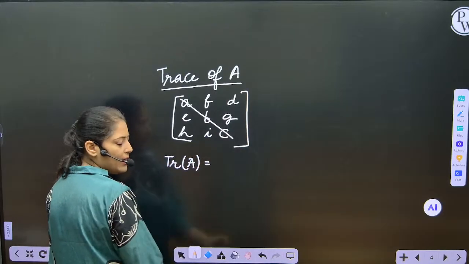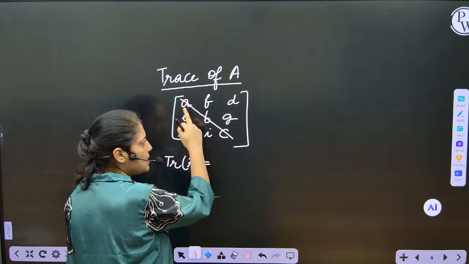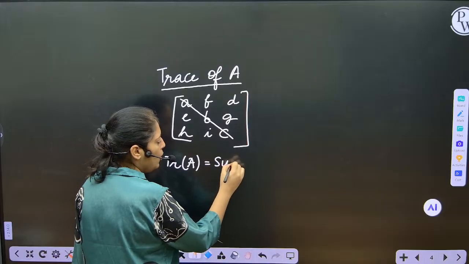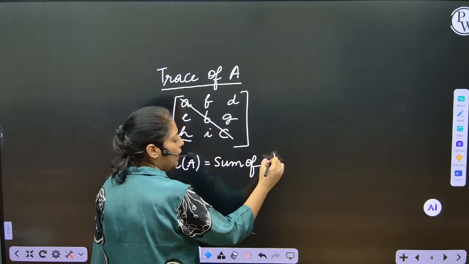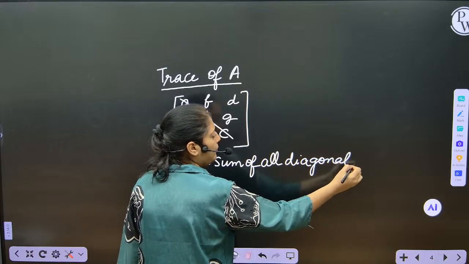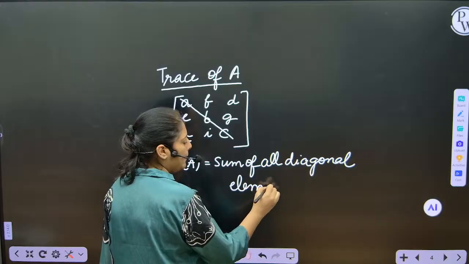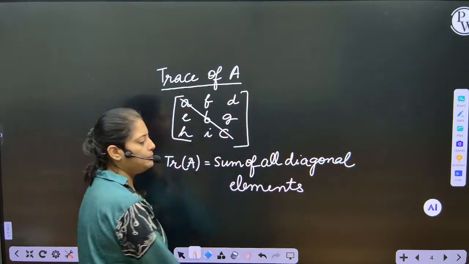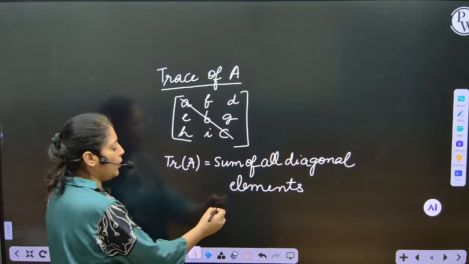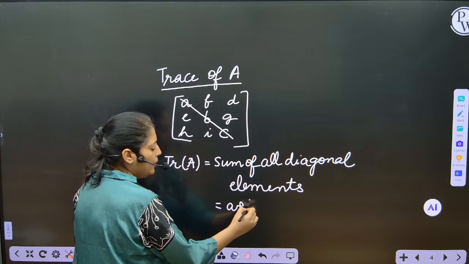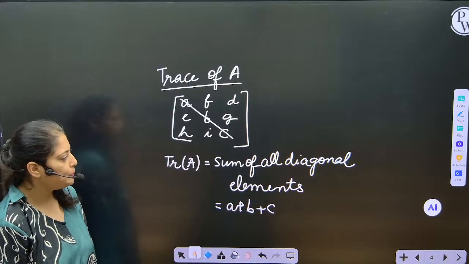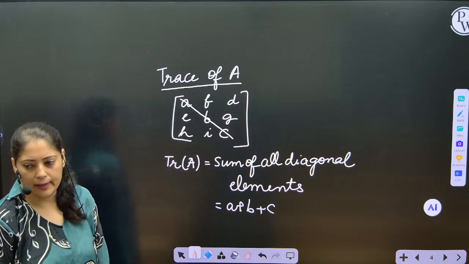Trace of A is equal to the sum of all the diagonal elements. So this is nothing but what? It is coming out to be A plus B plus C here.